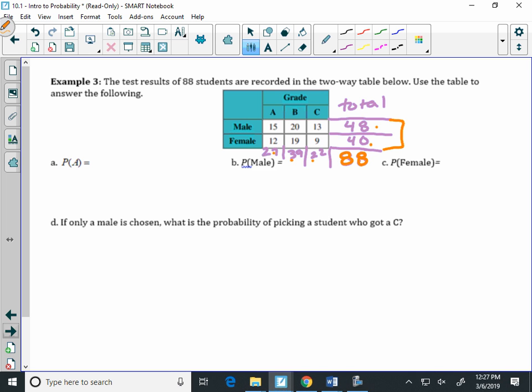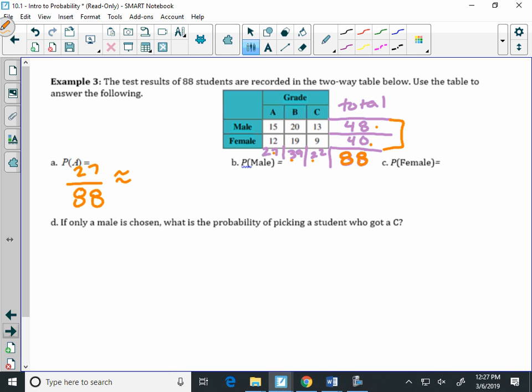So here it just wants to know, find the probability of getting an A. So make your fraction. What's going to go on the bottom of our fraction? What was the total? 88. Of those 88 people, how many got an A? 27. So 27 goes in the top. Plug that in your calculator. 27 divided by 88.